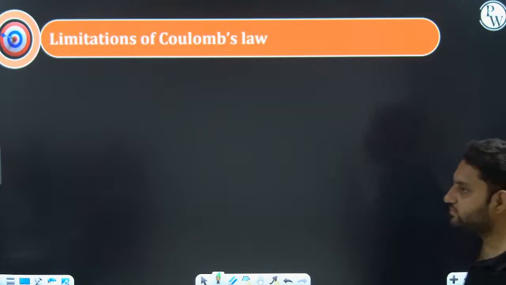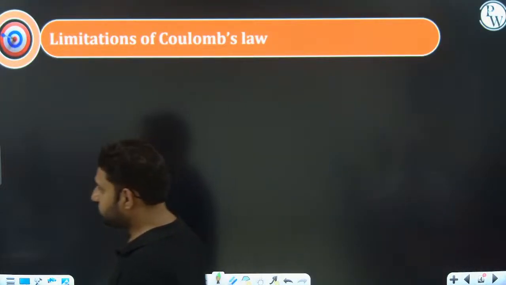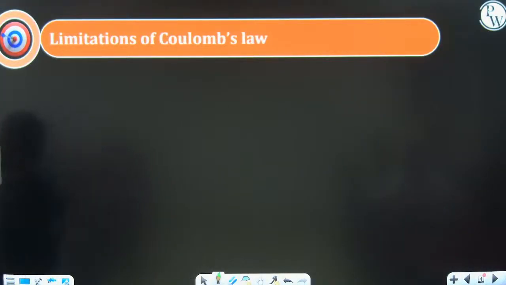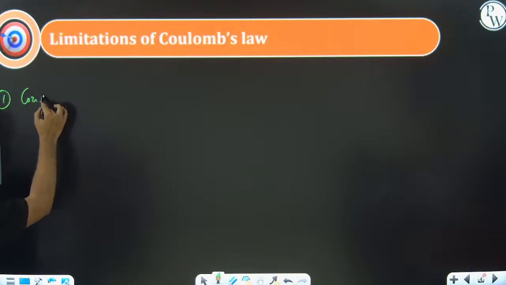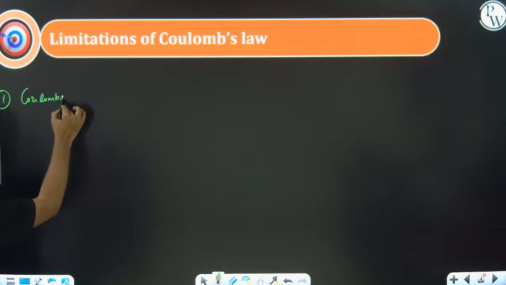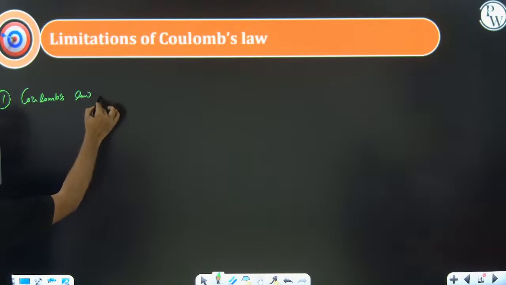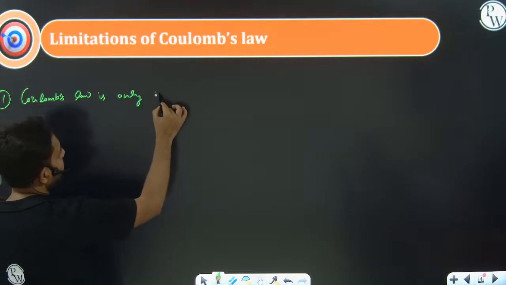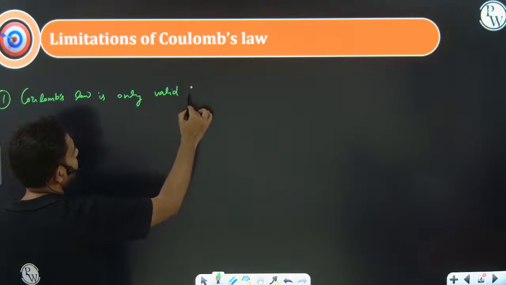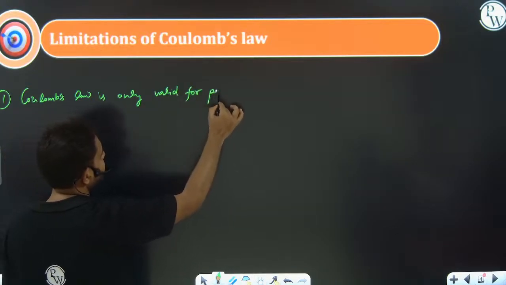So, limitations of Coulomb's law. Coulomb's law is only valid for point charges. We can write the limitation: Coulomb's law is only valid for point charges.